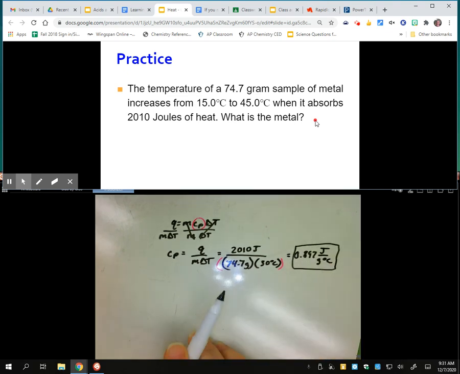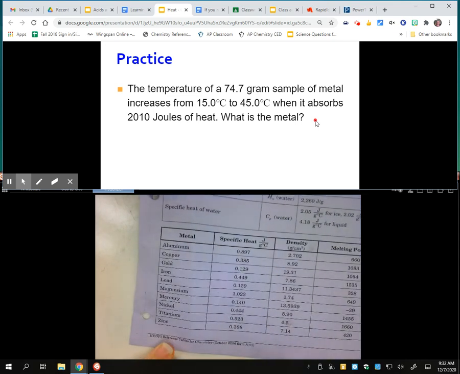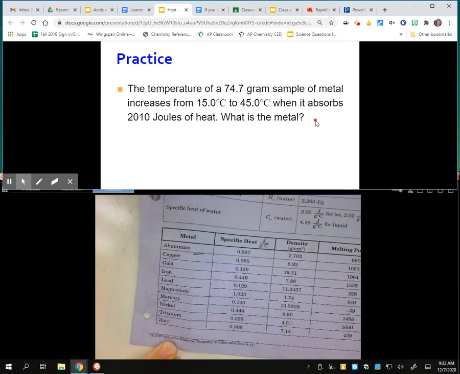But that doesn't answer the question. The question is, what is that metal? So I'm going to look that up on my reference sheet. And I got this number right here. So the metal is aluminum.